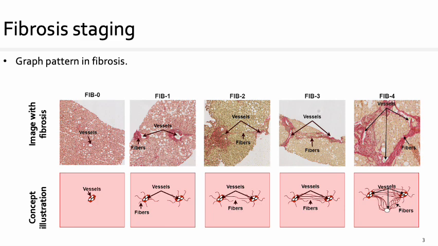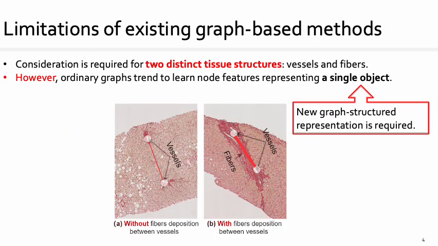The relationship between vessels and fibers highlights the inherent advantage of representing the image with a graph. This information is crucial for grading the stage of fibrosis. In summary, fibrosis exhibits a graph-like pattern. However, current graph-based methods may not be applicable to fibrosis staging.